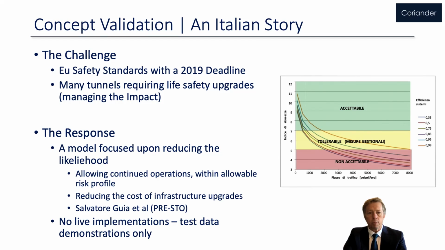But what they decided or proposed to do in Italy was to manage the left-hand side. So by actively managing the risk of an event, the likelihood of an event occurring, and managing factors within their control, speed, density of heavy goods vehicles, they were able to develop a model which they called Presto to demonstrate that they could keep these tunnels within the acceptable region without the need to spend the money on the safety systems.